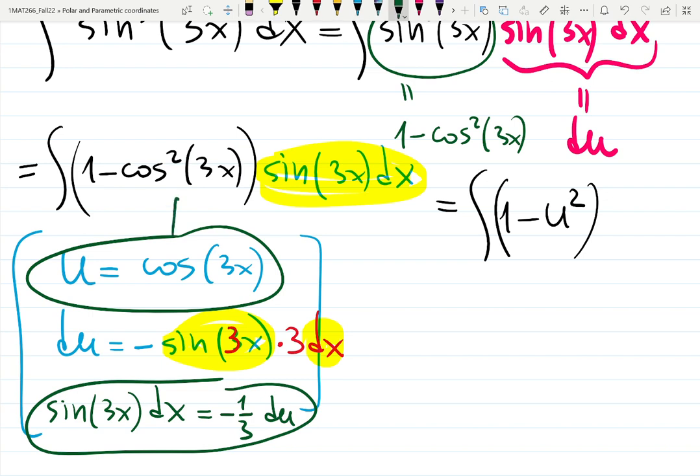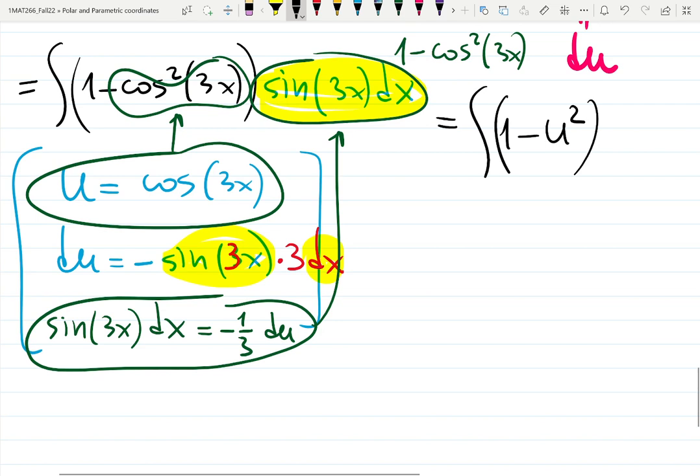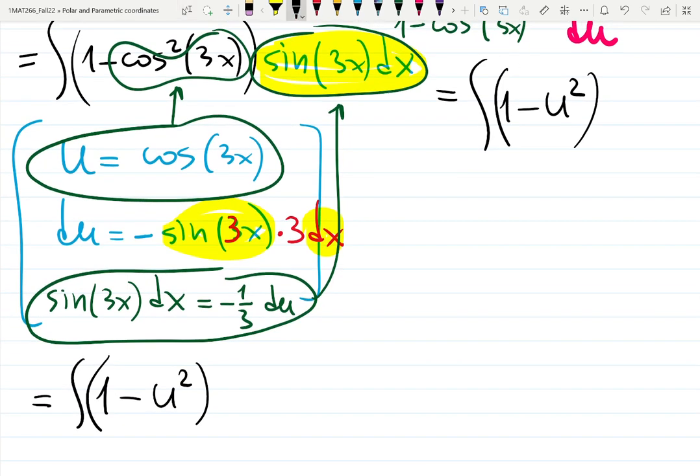Then it will be u is cosine 3x, and then du will be sine 3x dx, but also over minus 3. Equal sign 1 minus u squared, I can integrate that, that's doable, times minus 1/3 du. That is what the tail over there gave me. And that's how we choose. We knew what u should be because the tail was there first. I know how to integrate that.